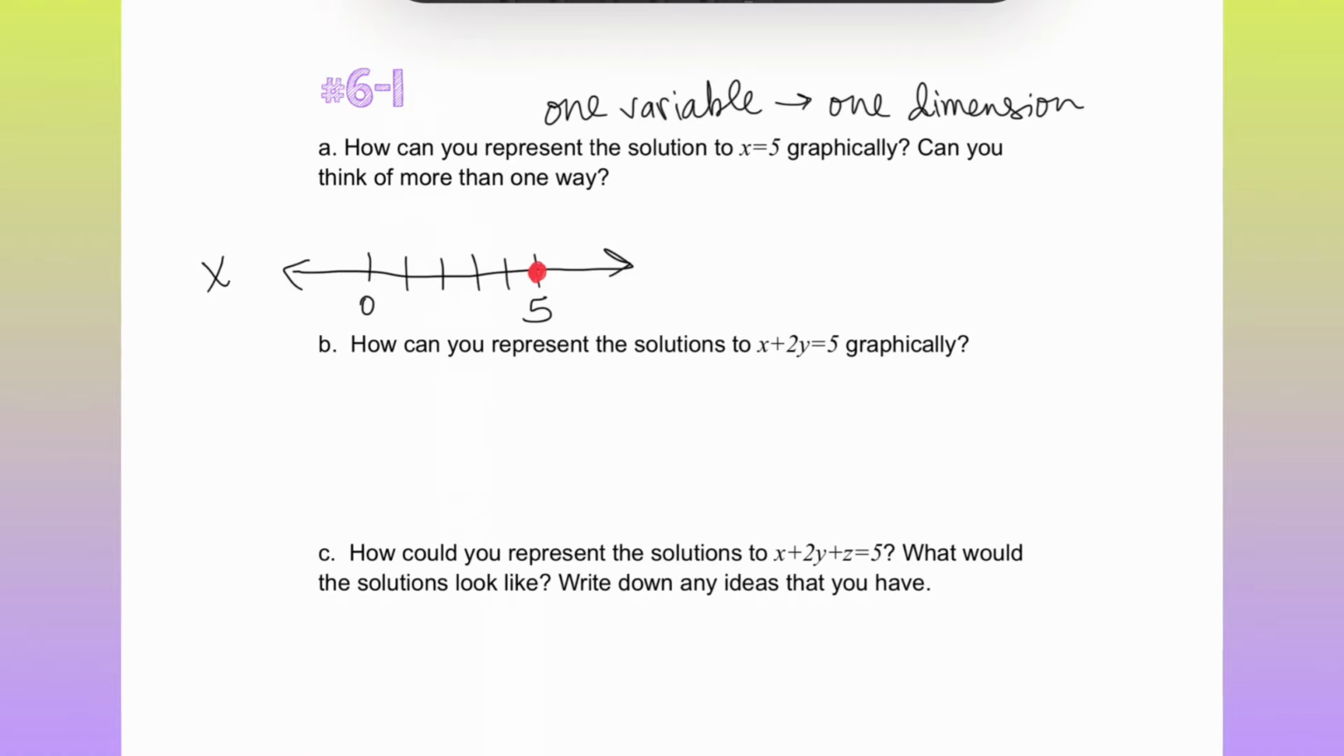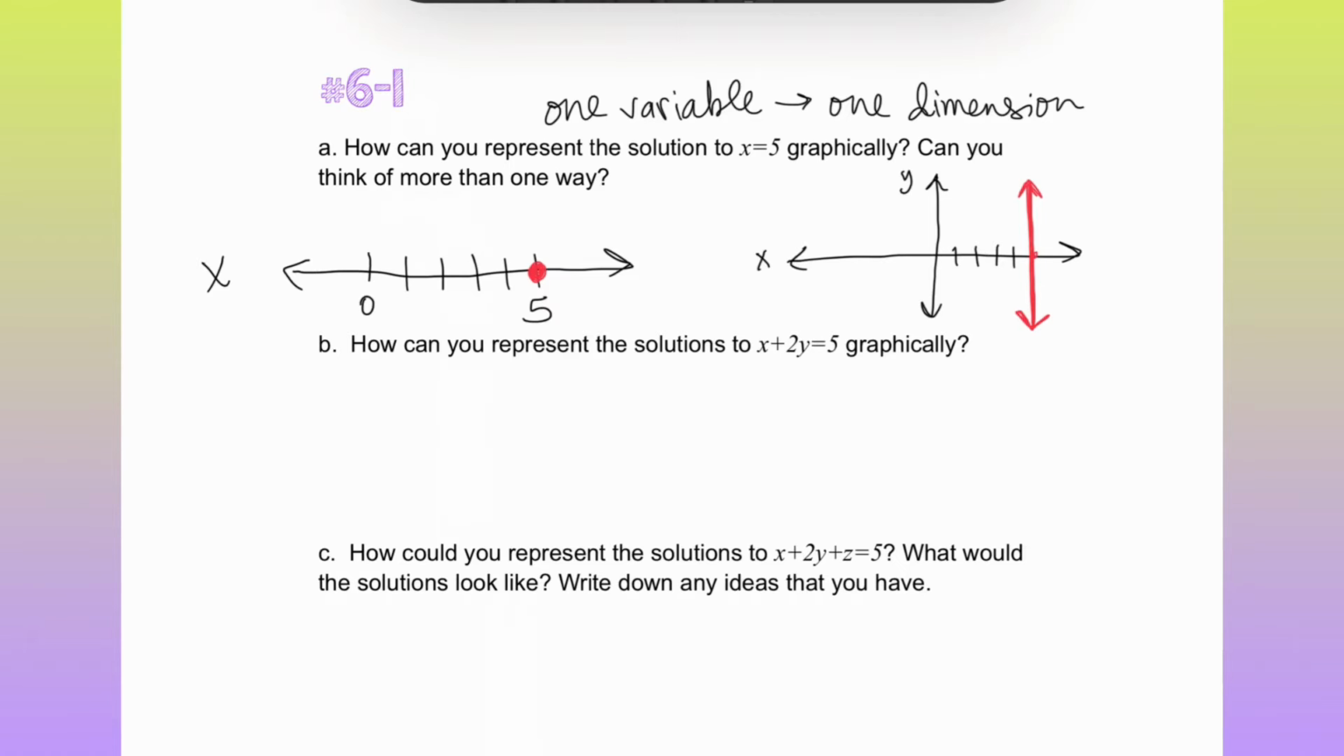Now I could also represent a single variable in 2 dimensions. So I'm going to draw my x and my y axes. And then in the place where I have x equaling 5, in one dimension I have a point, but in 2 dimensions it is that entire line wherever x is going to equal 5.